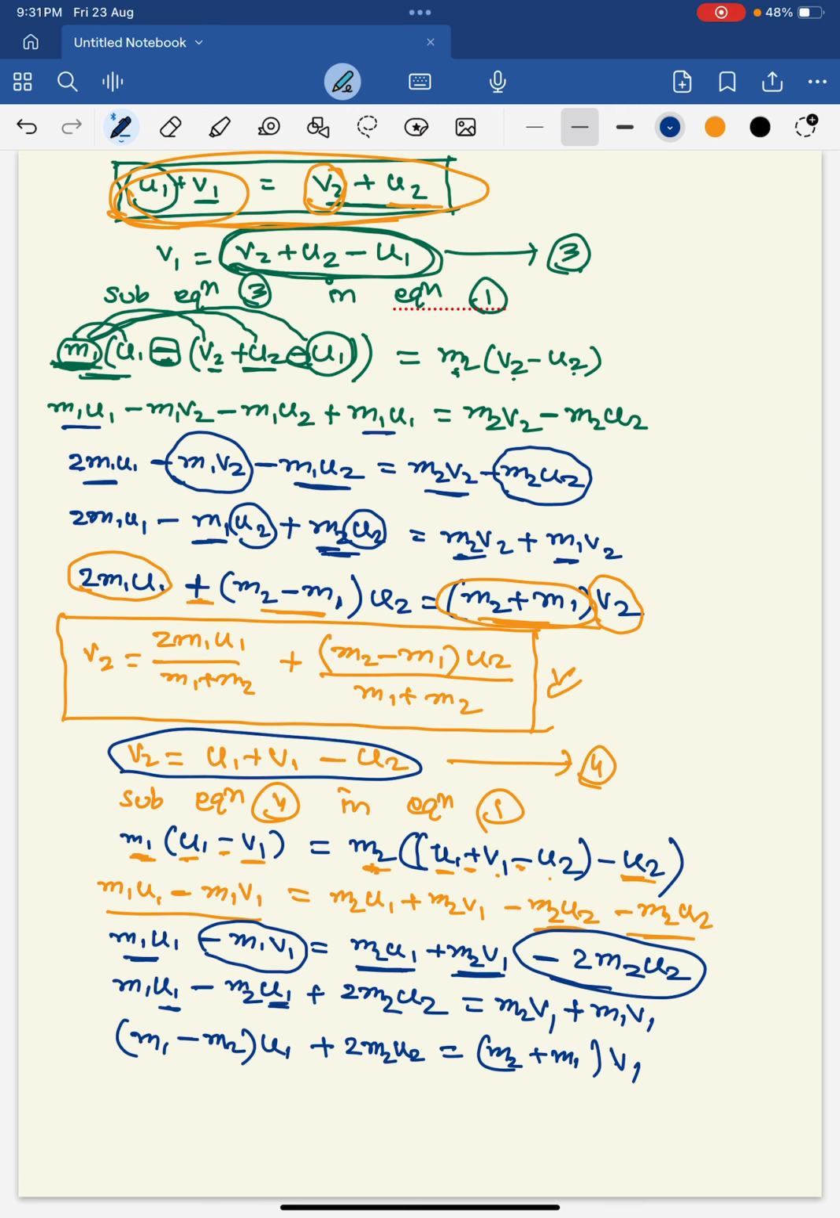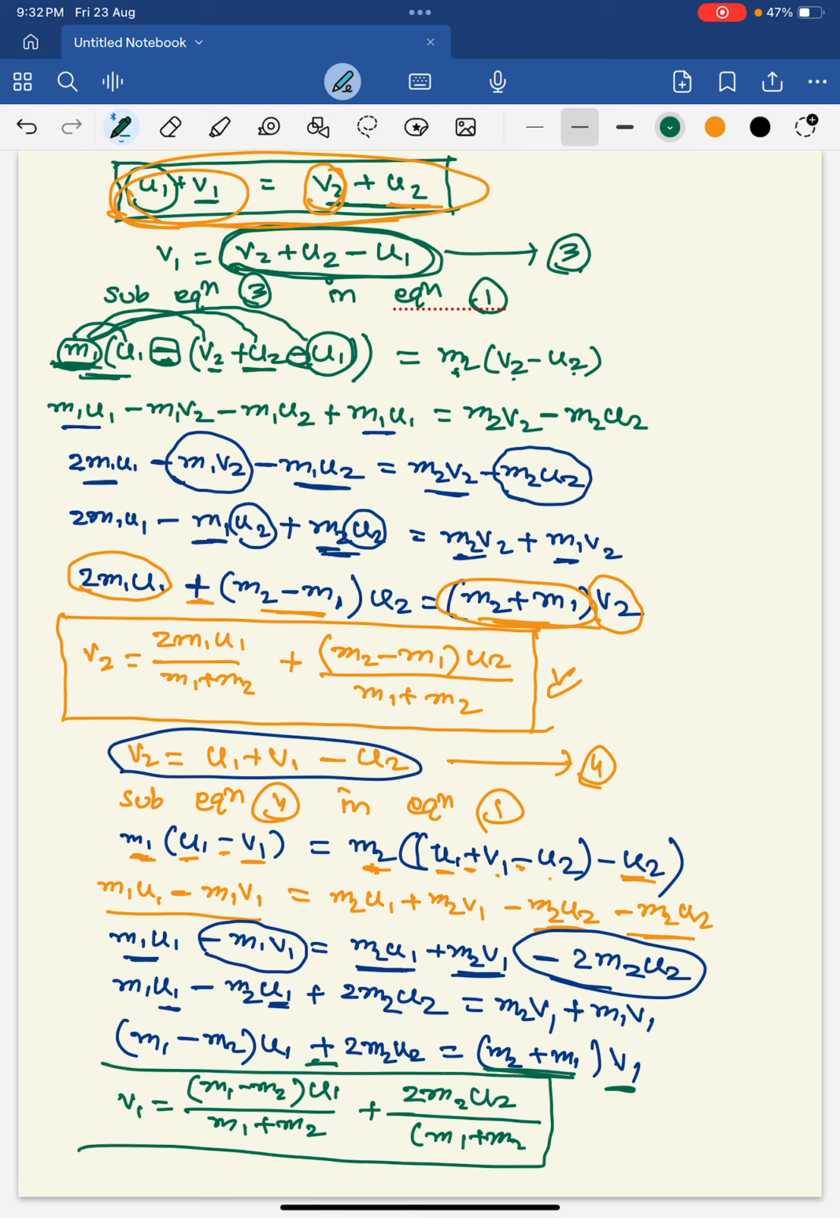After getting this equation, easily we can calculate V1, right? So bring this V1 to the left side. Therefore, V1 is equal to M1 minus M2 into U1 by M1 plus M2. So here plus will be there, plus 2 M2 U2 by M1 plus M2. So this is the V1 formula. So finally I got V2 and V1. After getting V2 and V1, there is still a continuation, that is a special case.